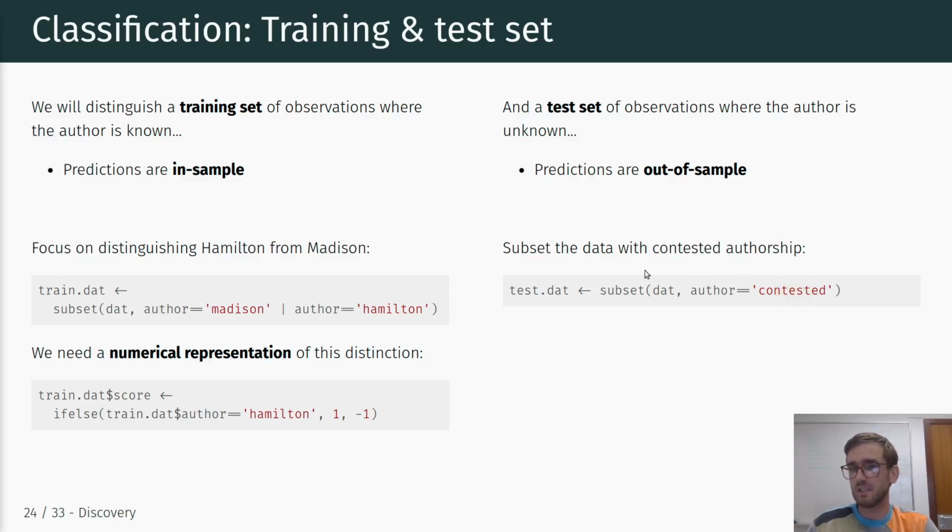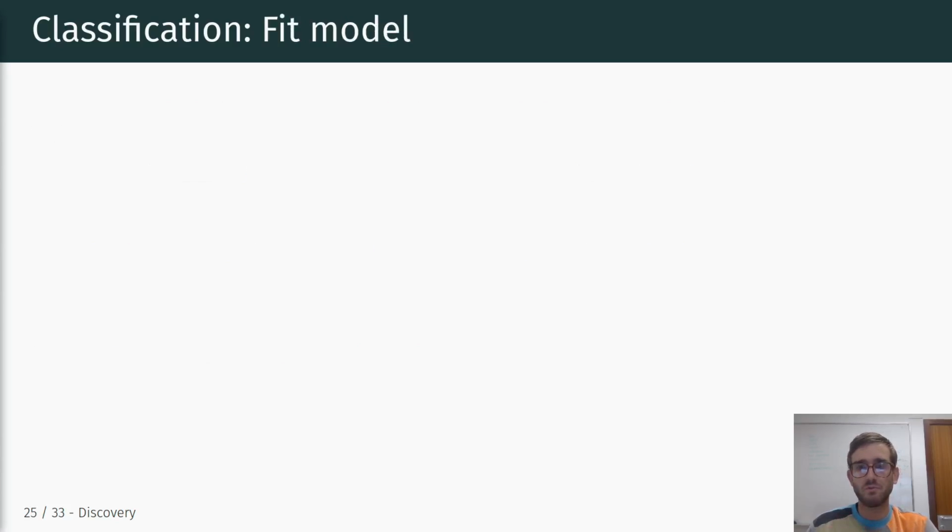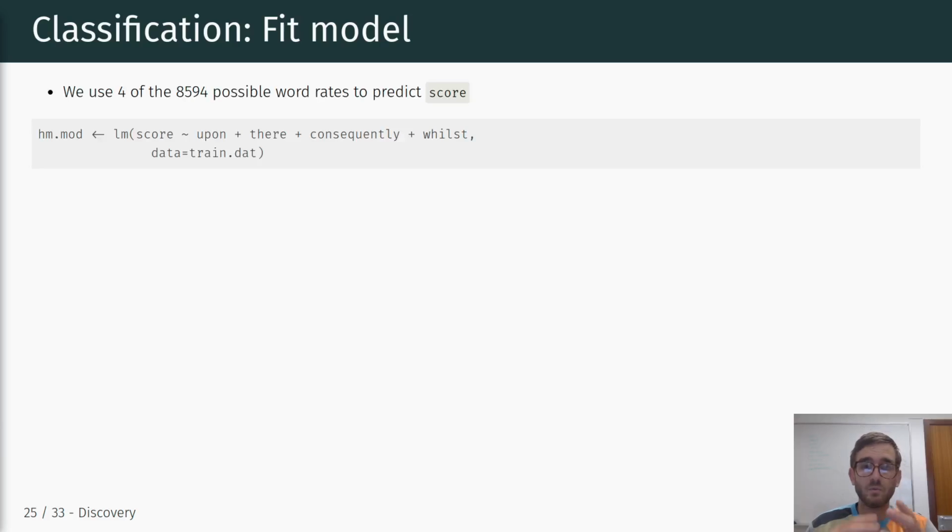Okay. So after we've done that, now we move to actually fitting the model. And again, we're doing this in a very simplified fashion. Of course, there are more advanced methods, but based on what we've learned so far, we'll just use a basic linear regression of the score that is 1 or -1 for authorship of Hamilton versus Madison. And we're just using, in our case now, even just 4 of the 8,594 possible word rates that we extracted from the Federalist papers.